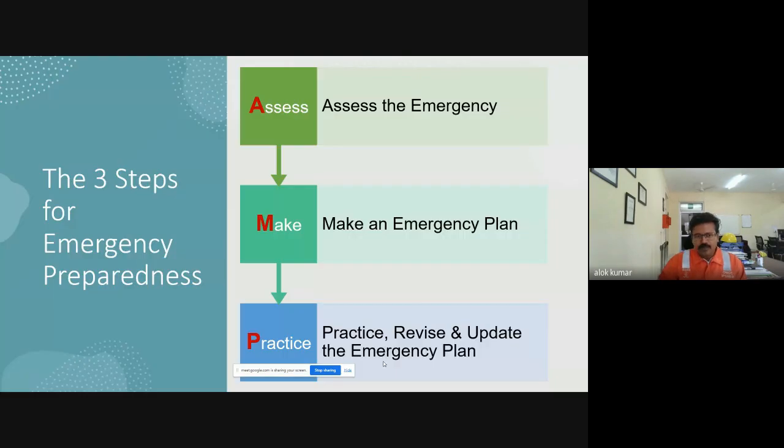There are 3 steps for emergency preparedness. First thing, we have to assess, then make, then practice. What do we have to assess? We have to assess the emergency. What do you understand by assessing the emergency?